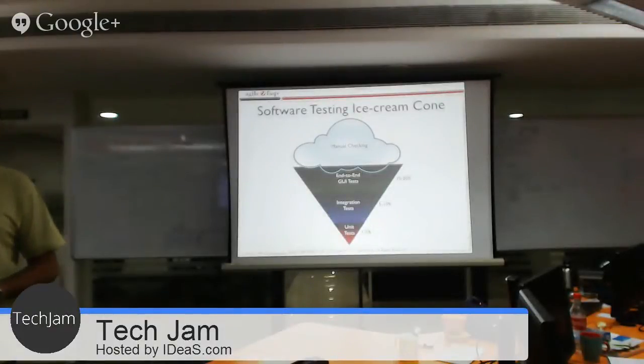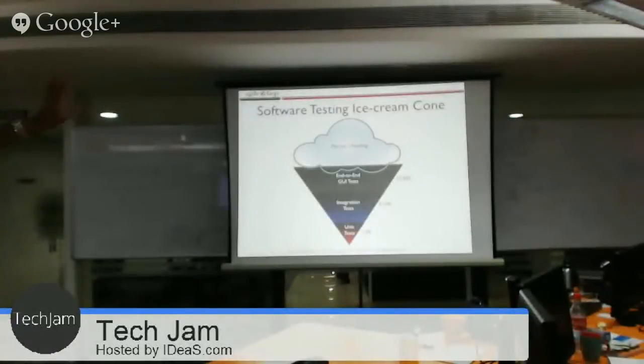What I want you to do now is form smaller groups, and in your groups come up with three top reasons why you think most companies, most organizations, most teams end up with this kind of pyramid. Come up with two or three points why most companies end up with that, and then we can tackle those things.